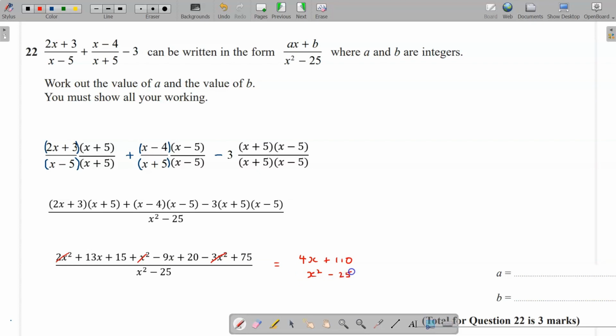I can now say that, I'll just put the fraction line in there, I can now say that a is the number in front of x, which is 4, and b is the number 110. Okay, and that's the answer to the question.